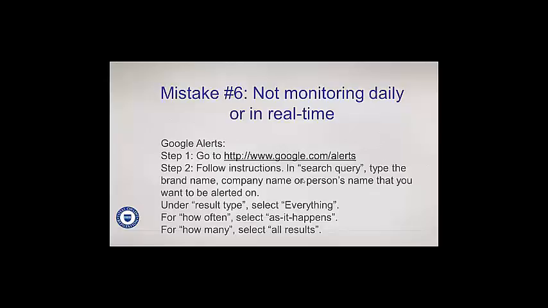Under Result Type, select Everything. This includes the web, news, blogs, video, discussions, and books. If this becomes overwhelming, come back later and change it to something else so you aren't bombarded with too many alerts. For how often, if you want instant updates, select As It Happens. You can also choose once a day or once a week. For how many, select All Results. Enter your email address that you want to receive the alerts and click Create Alerts, and that's it.